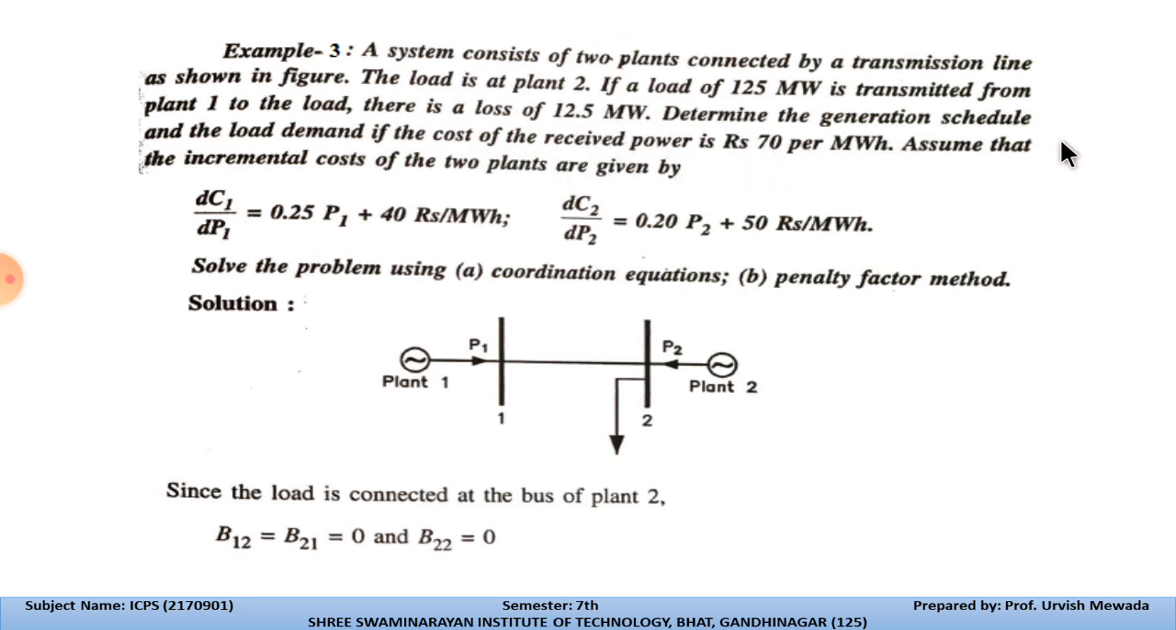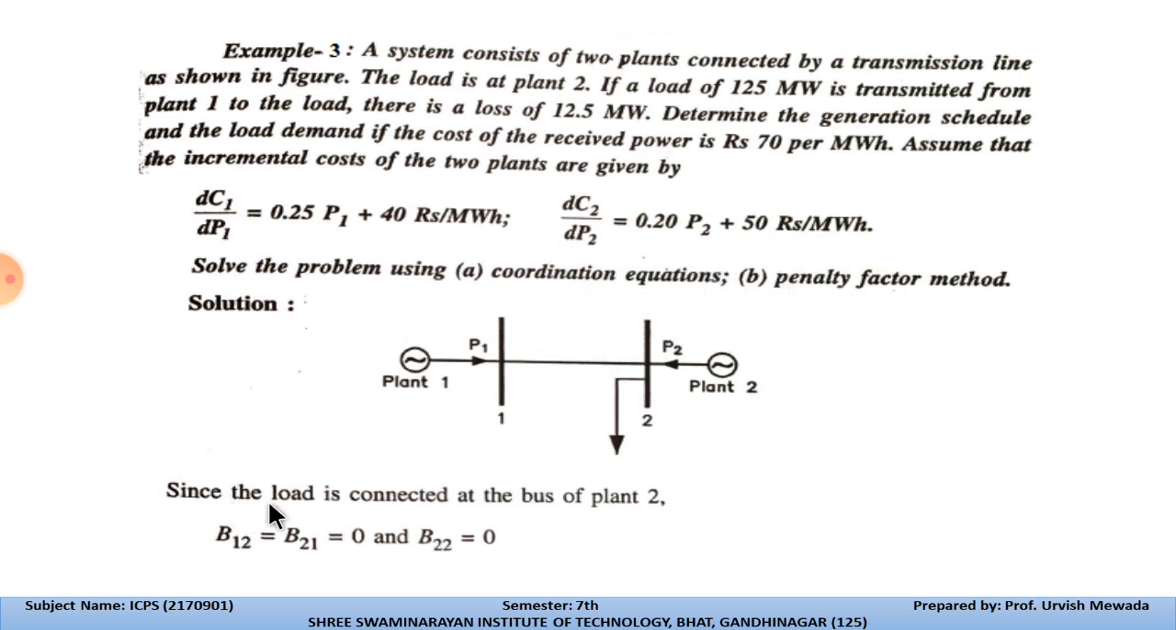Assume that the incremental costs of the two plants are given as follows. dC1 by dP1 is equal to 0.025 plus 0.25 into P1 plus 40 rupees per megawatt hour, and dC2 by dP2 is equal to 0.20 P2 plus 50 rupees per megawatt hour. So solve the problem using the coordination equation, and second, the penalty factor method. We have already discussed these two methods, so let us apply these two methods here in the example.